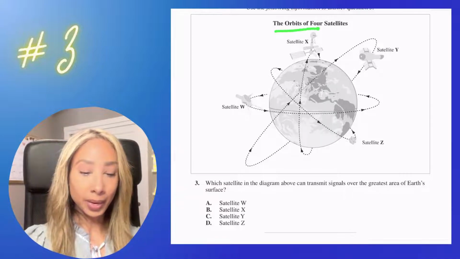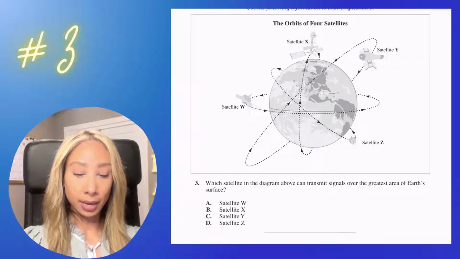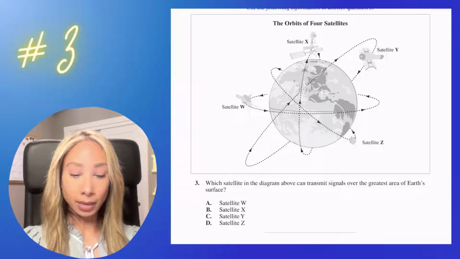Okay, number 3. So with this one, we have the orbits of satellites. So remember, a satellite is something we can, really in this case too, we can send above Earth.